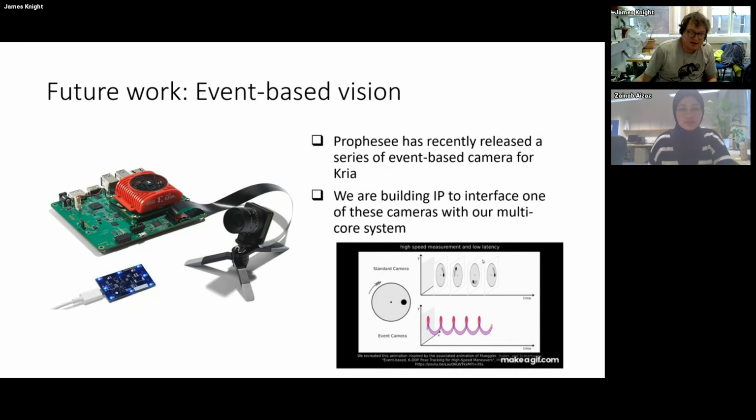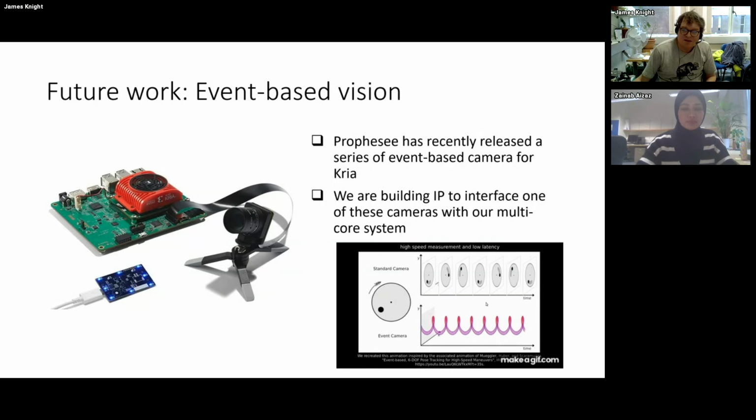And the other thing we're interested in particularly is event-based vision. Prophesee has released a series of event-based cameras. So these cameras, rather than capturing frames, have each pixel send an independent event stream. This is really good because it reduces the bandwidth of high frame rate video, since you don't need to send all these frames that look much the same.